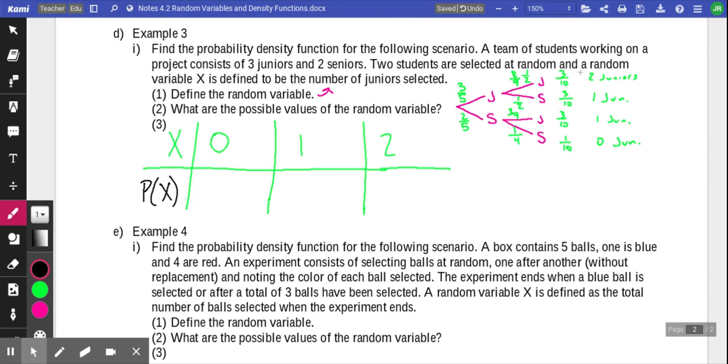So the probability of getting 0 juniors would be this scenario, which was 1 out of 10. The probability of getting 1 junior, we have to do a little addition here because it could be a junior followed by a senior or a senior followed by a junior. Either way, it's 3/10. So 3/10 plus 3/10 would give us 6 out of 10. All right, and so using the complement rule, 1/10 plus 6/10 adds up to 7/10. That means that this has to be 3/10, and we also have that up here. A junior followed by a junior, that probability was 3 out of 10. All right, so all of this together is the probability density function.